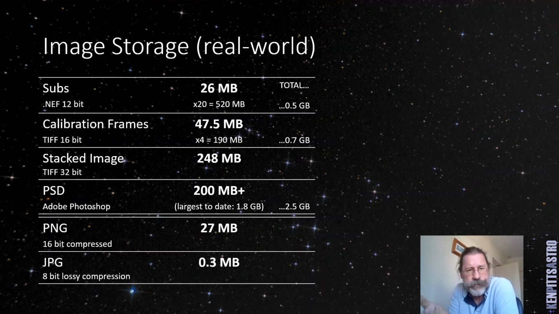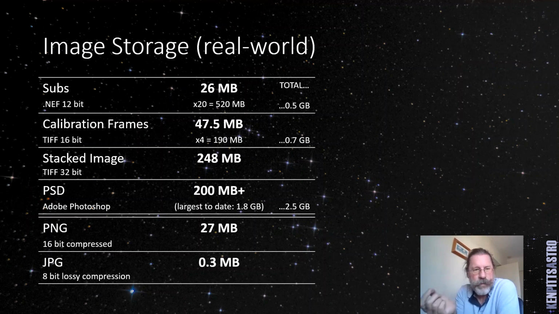Now PSDs from Photoshop vary and it depends a lot on how many extra pixels you've got in there. So if you're using a lot of star masks or gradient correction masks or things like that in your Photoshop file, then you're going to wind up with a very large file. My largest one to date is 1.8 gigs. So if we are adding all of those together, my one image can basically require 2.5 gigs of storage just for all the data to create that image.